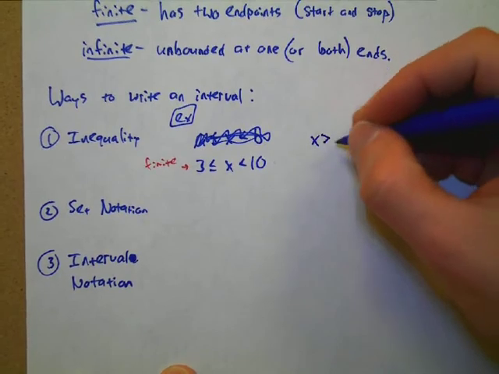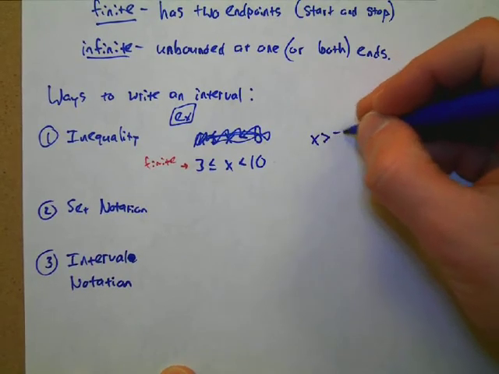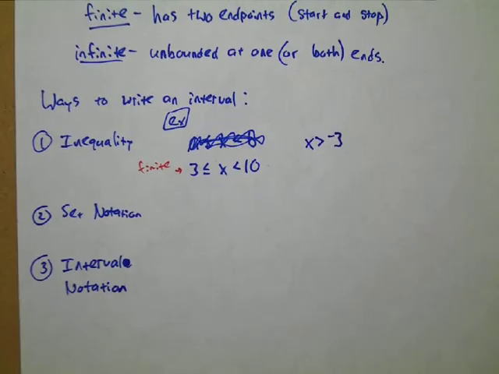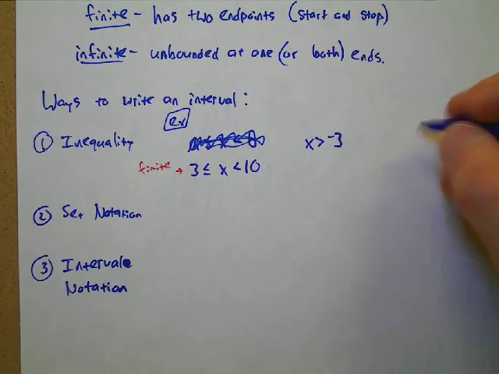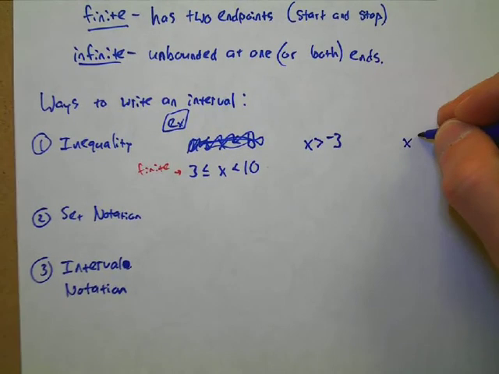Let's do another example. X is greater than -3. There's another interval. Finite or infinite? Infinite here, right? We have a lower bound. This is the lower bound here. -3 is our starting point, but then it goes forever. X values are just greater than -3, it goes on forever. There's no upper bound, there's no stopping point.